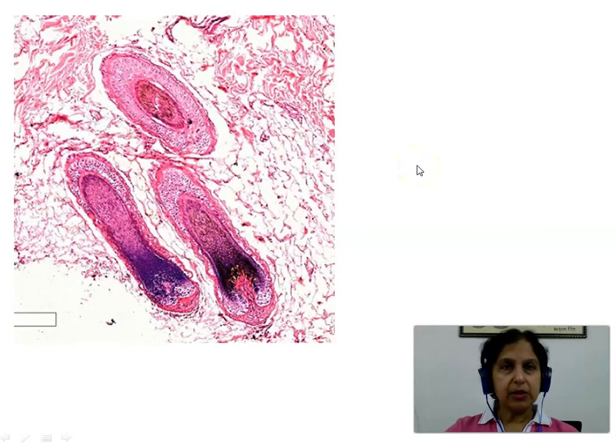Another picture, an H&E stain slide, is the section passing through the hair follicle, showing us the three parts of the hair: the medulla, the cortex, and the cuticle, and three parts of the wall of the hair follicle: the inner root sheath, the outer root sheath, and the dermal connective tissue sheath. This here is an obliquely passing section through the hair follicle. These two are the oblique sections.